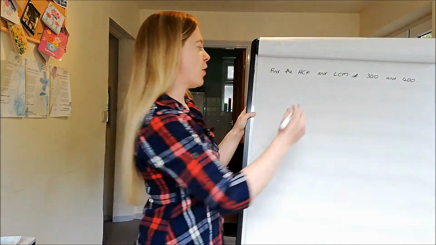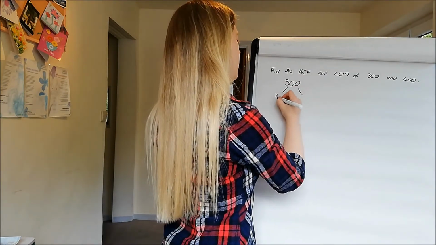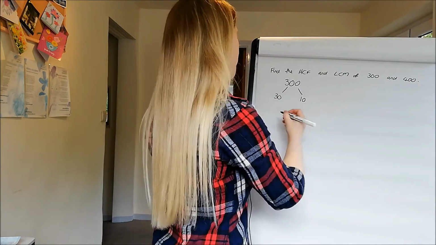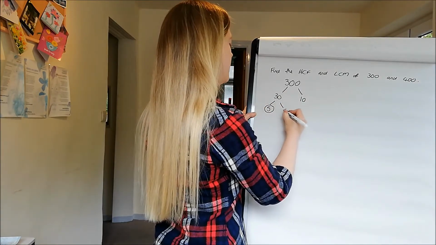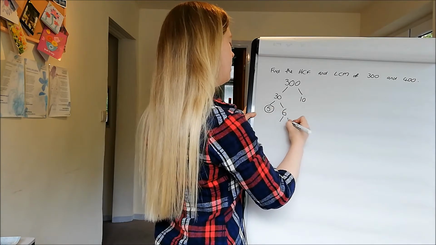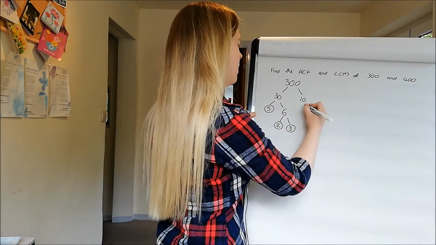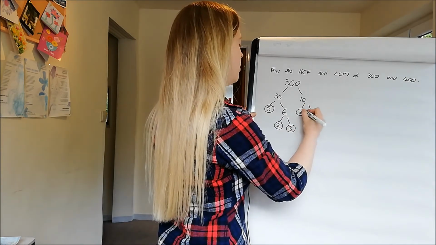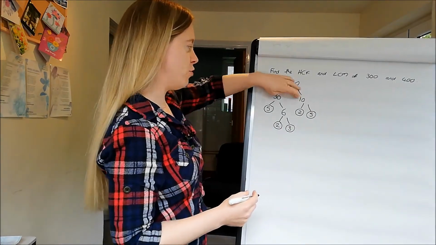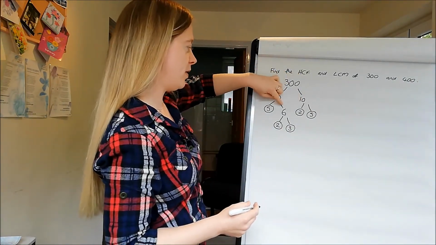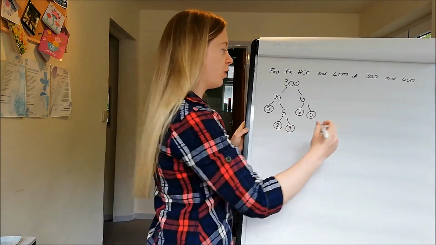All right, so 300 is 30 times 10. 30 breaks down into 5, which is prime, times 6, which isn't. And 6 breaks down into 2 times 3. 10 breaks down into 2 times 5. Again, it doesn't matter if you picked different numbers at this stage and different numbers at this stage. You'll all get the same numbers in circles at the end if your numbers were correct.